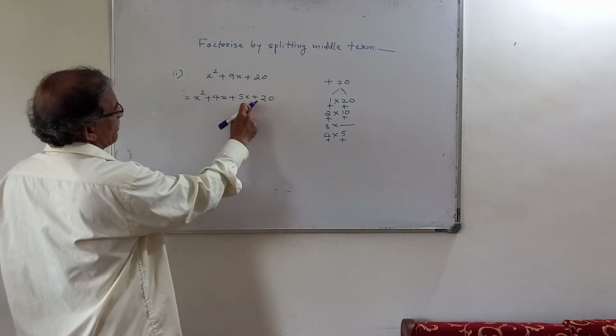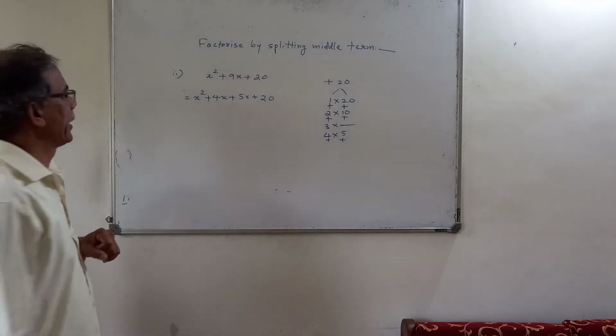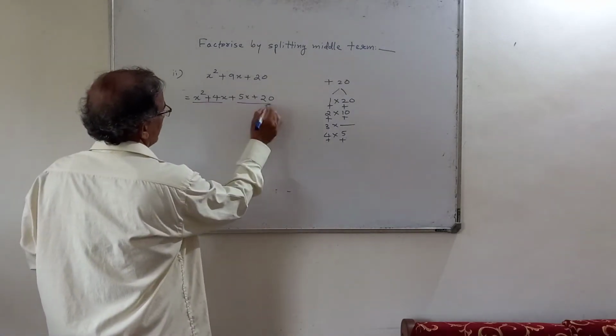Now you see 4x plus 5x is 9x. So that is called splitting the middle term. Okay. Now this is one part, here another.